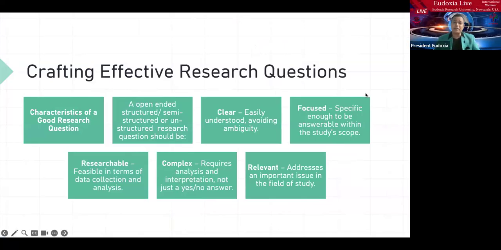Now, crafting an effective research question. How to go for it? We have seen AI creativity. Now we need to understand. While we are crafting the effective research question, first we need to have open-ended questions. It can be structured, semi-structured, or unstructured. What is the difference between all these things?